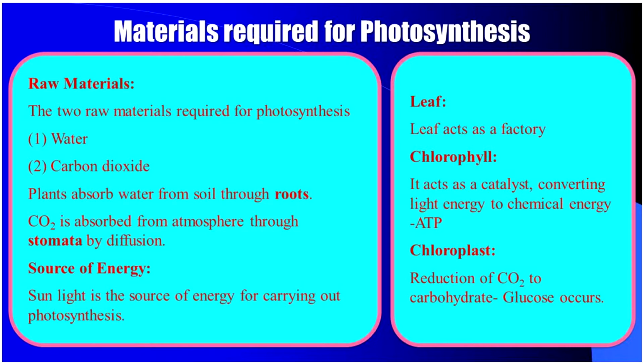Leaf. Leaf acts as a factory. Chlorophyll. Chlorophyll acts as a catalyst, traps the sunlight, and converts the light energy into chemical energy in the form of ATP. Chloroplast. Chloroplast performs the reduction of carbon dioxide to carbohydrate, the glucose.